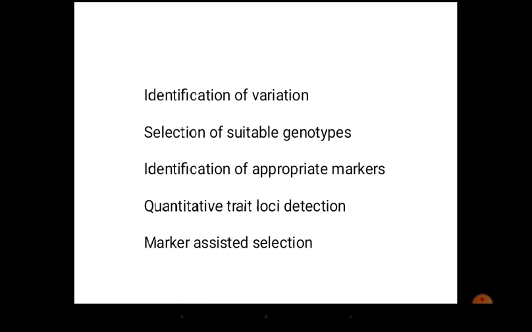And you can reduce the number of animals screened also. Okay, you can reduce the number of animals screened. So selection intensity naturally becomes higher, because with conventional methods you need to test a large number of animals for the actual recording of the economic character. So here, with molecular methods, you can reduce the number of animals screened also.